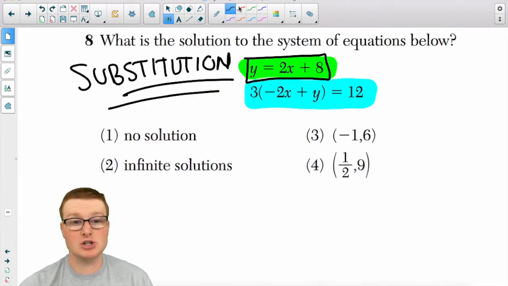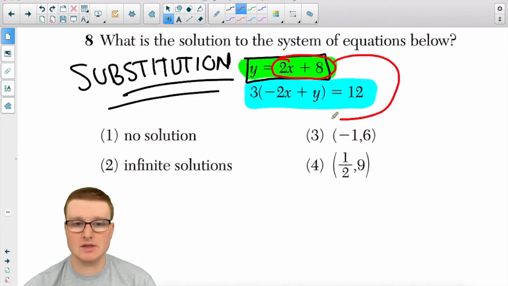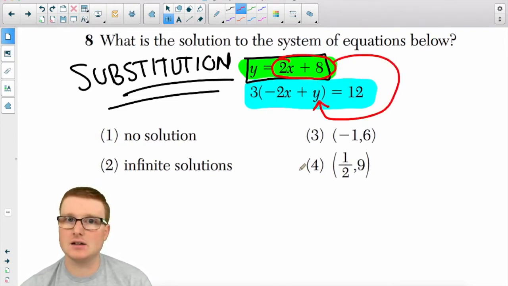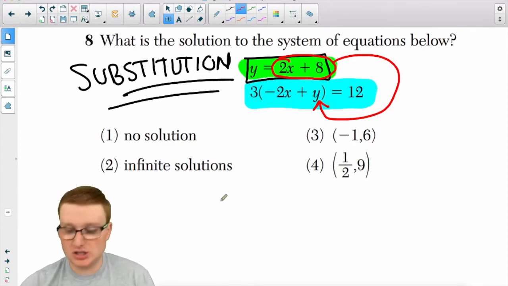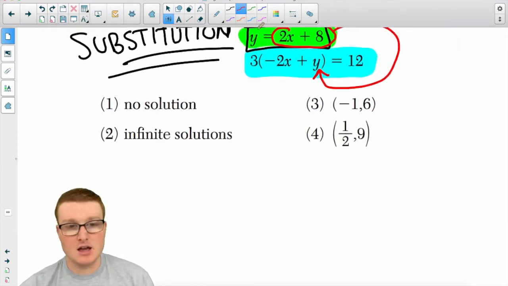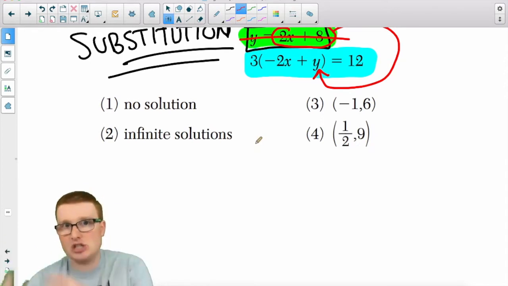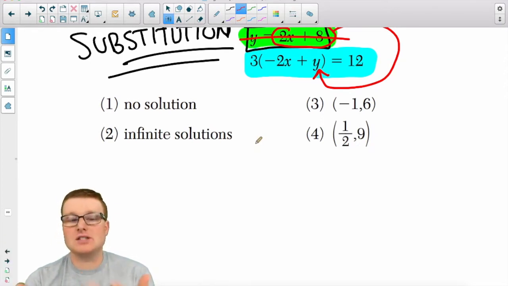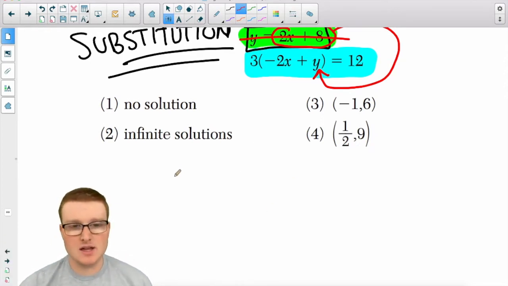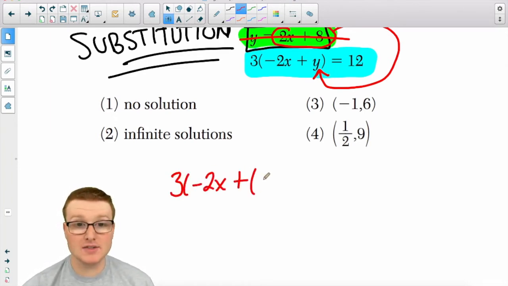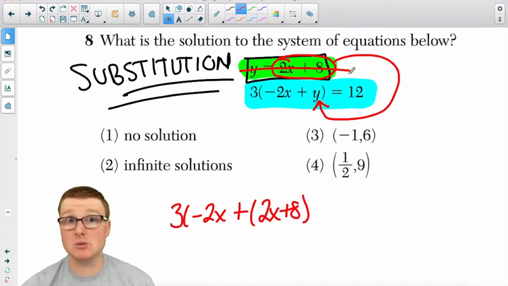So what you're going to do is take that 2x plus 8. Wherever you see a y in the second equation, you're going to replace it with this. Pretty simple stuff. So all we need to do is rewrite it, substituting it back into this other equation, the blue equation. So we get 3 times negative 2x plus, in parentheses, 2x plus 8, because that is what y is equal to up here, is equal to 12.